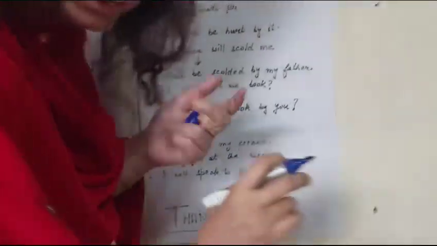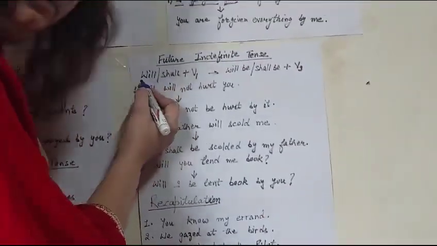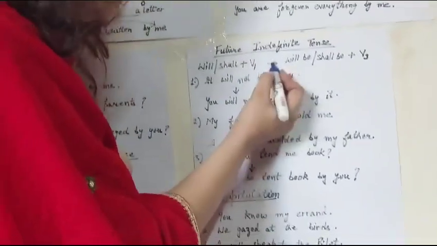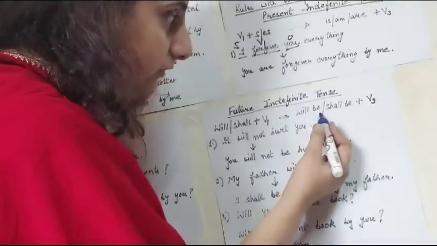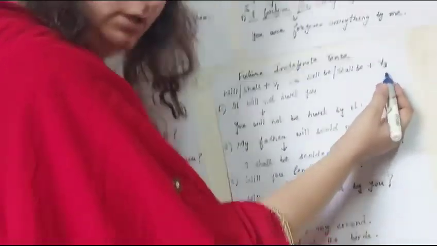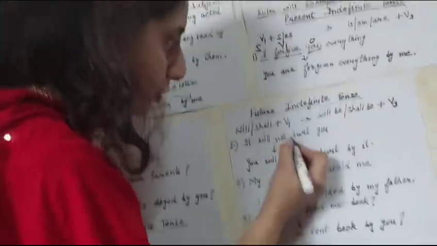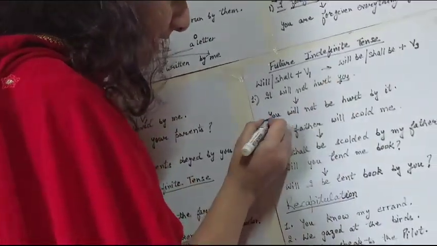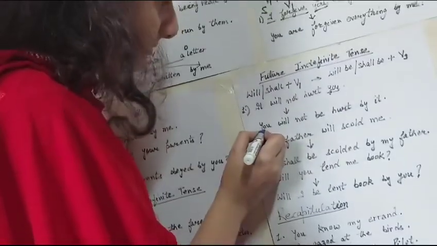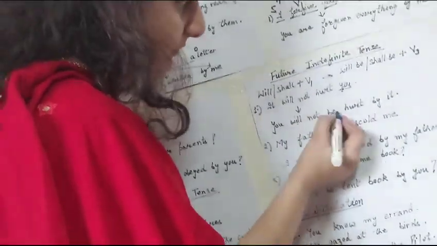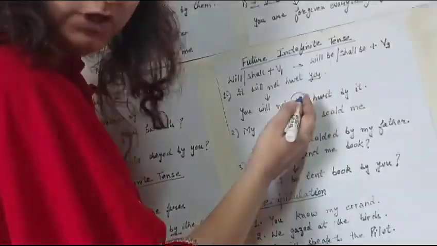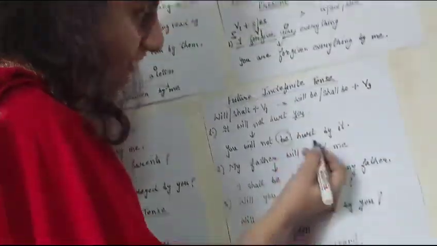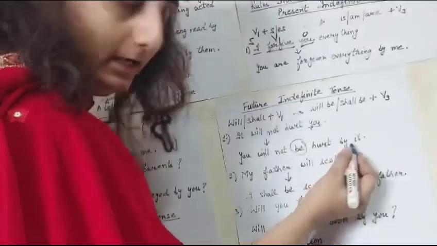Let's move to the future indefinite tense. When there is future indefinite tense in an active voice, that means there is will or shall plus the first form of the verb, then it will be transformed into will be or shall be plus the third form of the verb. First sentence, it will not hurt you. So you is the object, it will come in the subject's place. You will not, we will add be when we change it into the passive voice. You will not be hurt by it.